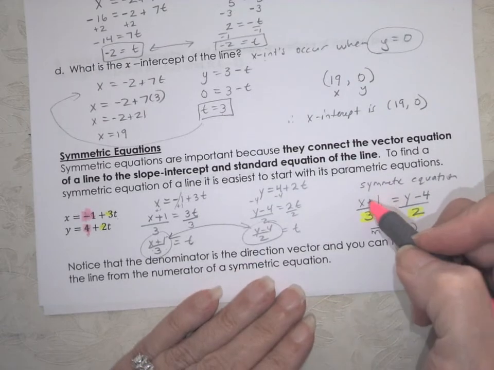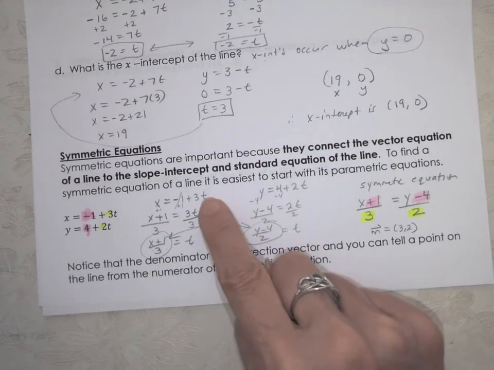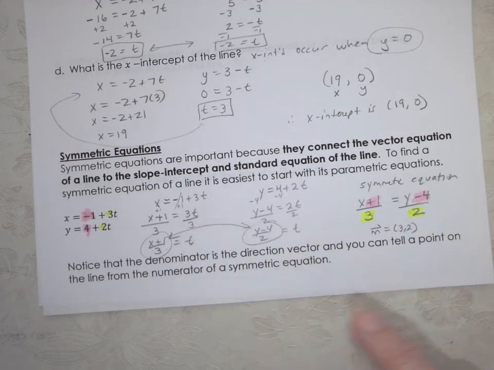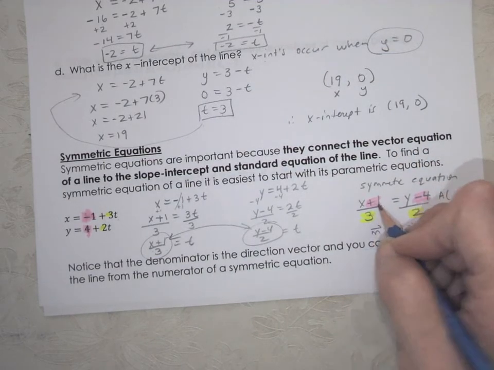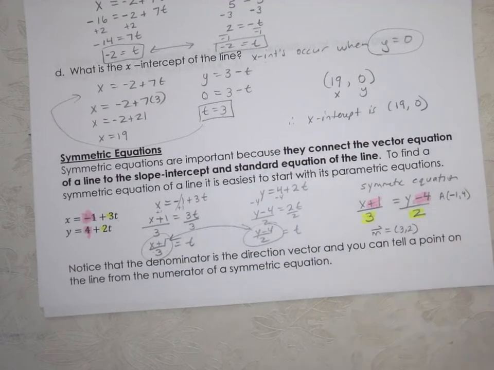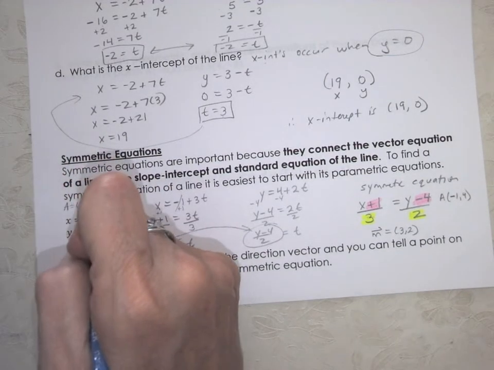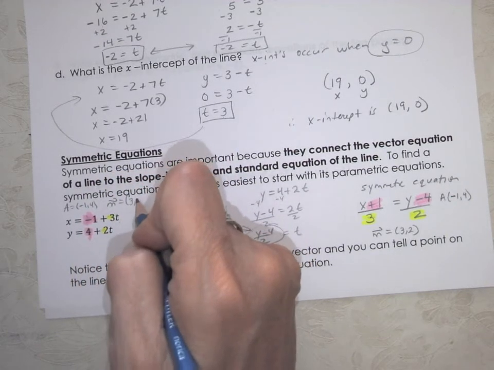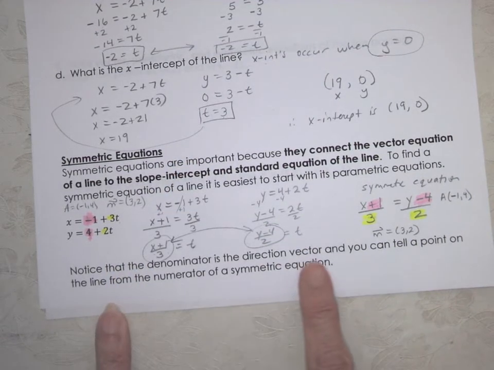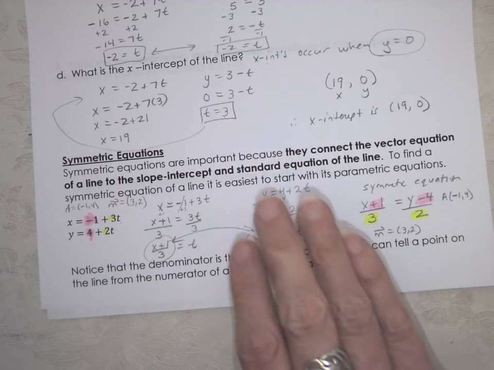Where's our point? Well, we can see that it's up here, but the signs are opposite, and that's because we did the opposite, like reverse BEDMAS, to get t by itself. So you should be able to pick out the point A as (-1, 4), knowing in the symmetric equations that the signs are opposite because of how we got there. Here we know the point A, in our case, is (-1, 4), and the direction vector from the parametric equations are the coefficients of t, (3, 2). So notice that the denominator is the direction vector, and you can tell a point on the line from the numerator of the symmetric equation.